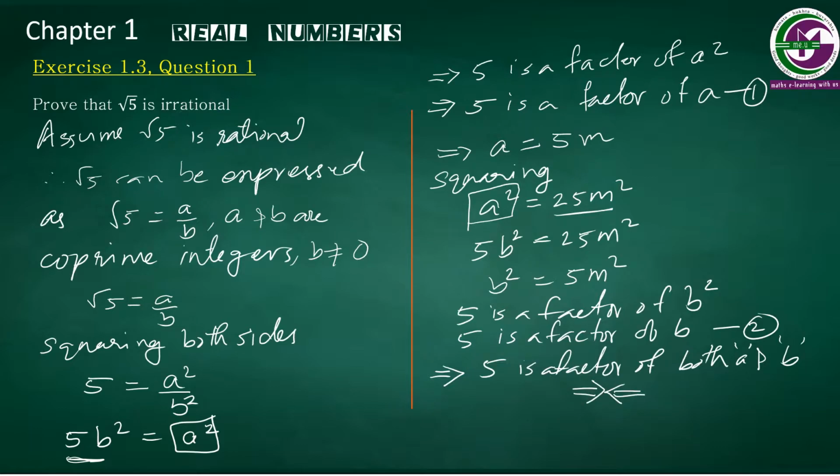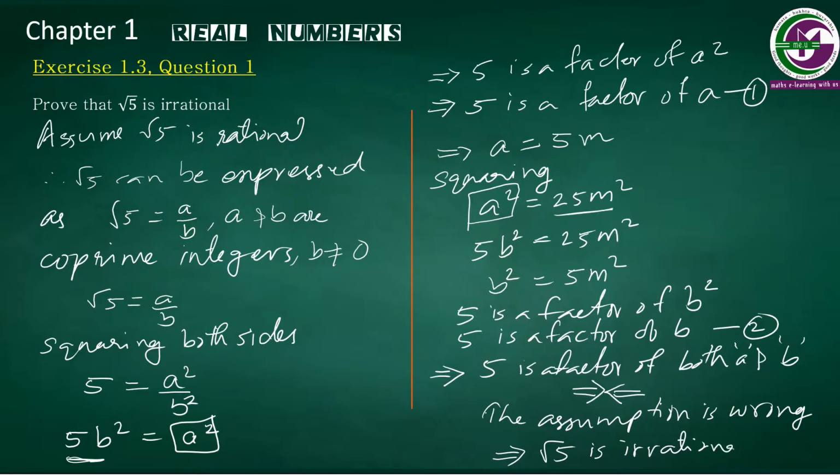So our assumption is wrong. Then what is the conclusion? Root 5 is irrational. Clear? So we'll go to the next question.